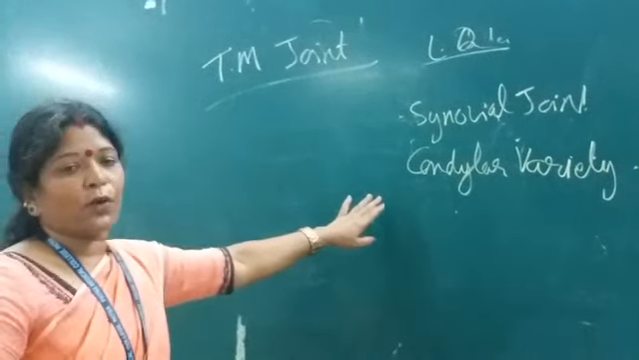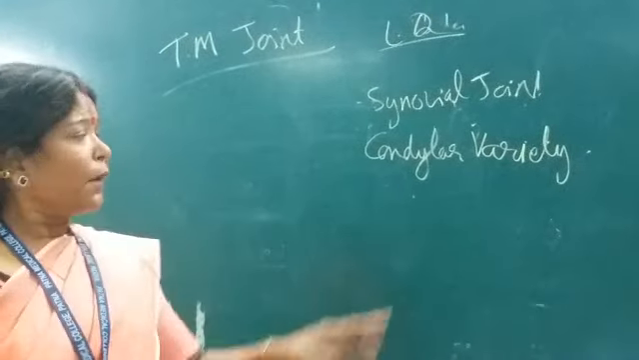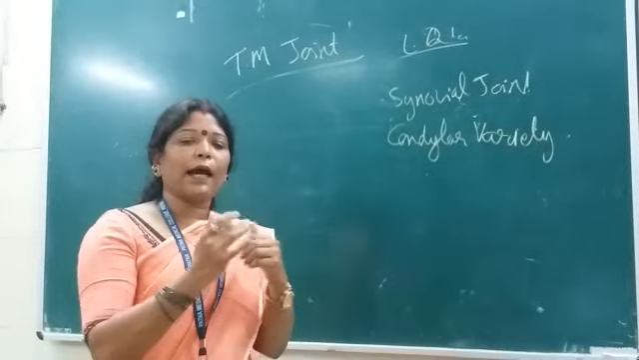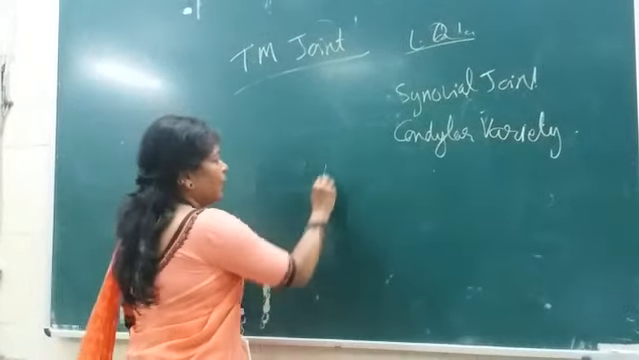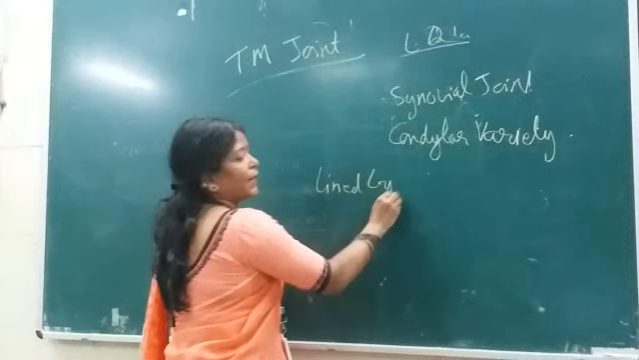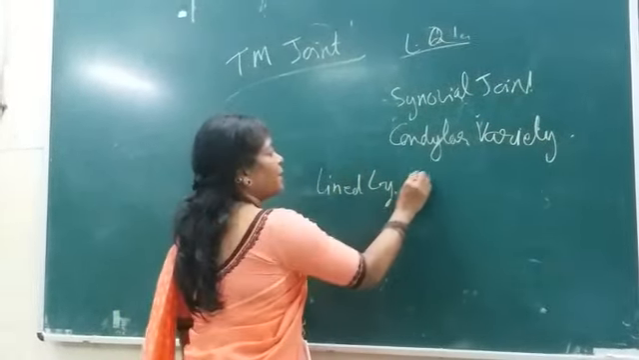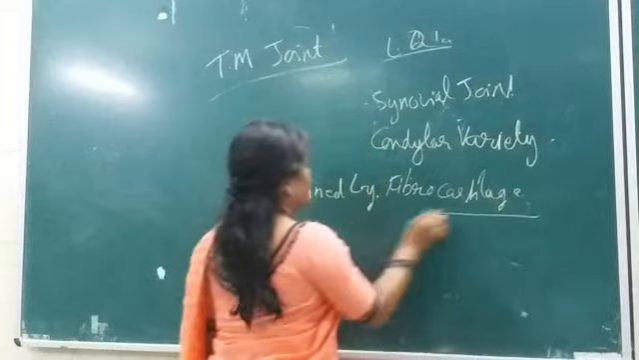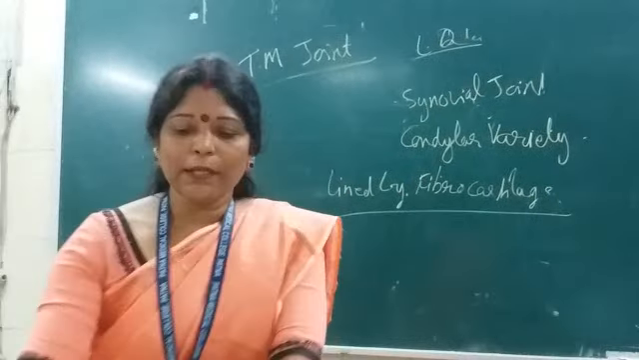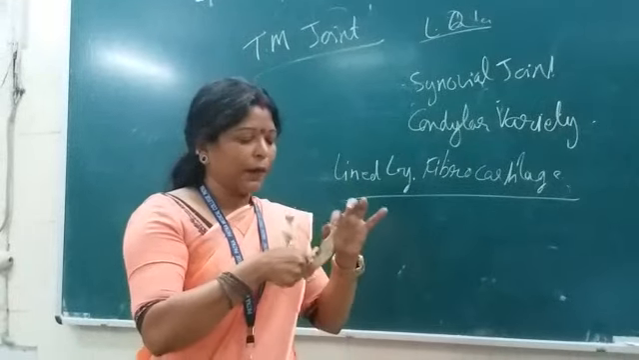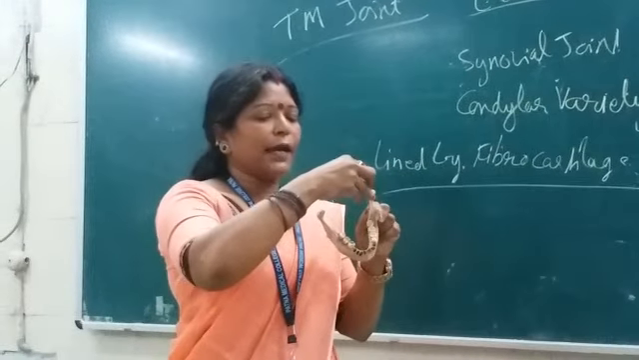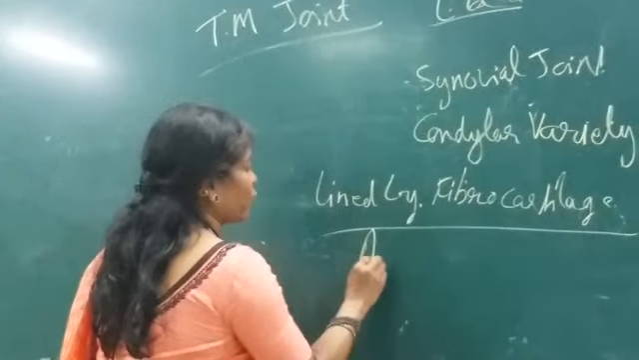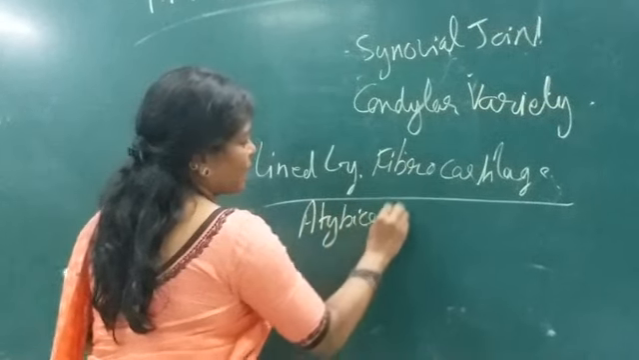Now, which type of joint is it? This is a synovial joint of the condylar variety. In a synovial joint, the bony components are lined by hyaline cartilage, but here, instead of hyaline cartilage, it is lined by fibrocartilage. A very important point. The upper end of the condylar part, the head of the mandible, is lined by fibrocartilage, and that's why it is known as an atypical synovial joint.